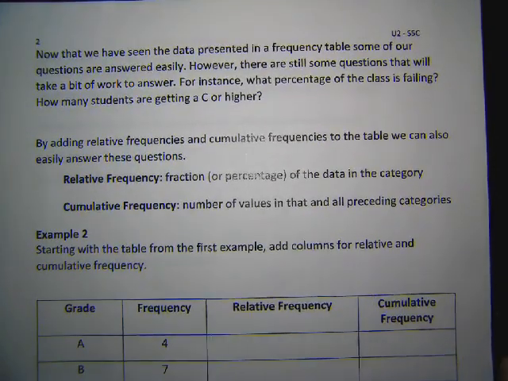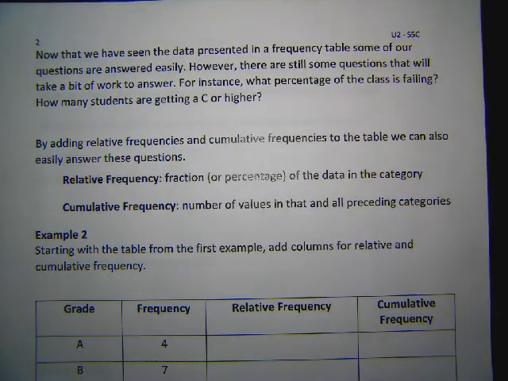Now we've seen the data presented in the frequency table. There are some questions that are really easy to answer, the ones we just did. However, there actually are still some questions that are not as easy to answer. They take some work. For instance, what percentage of the class is failing? How many students are getting a C or higher? We could figure those things out, but it'd be nice if those were presented in the table. So we're going to add relative frequencies and cumulative frequencies to the table, because those will give us more information.